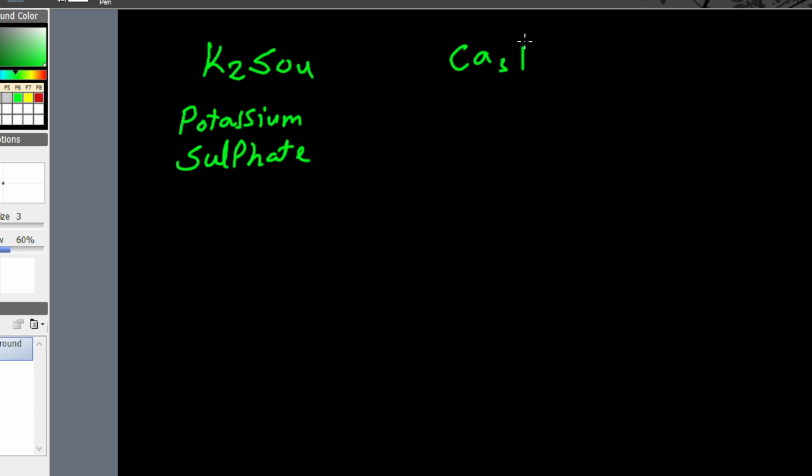How about this compound, K2SO4? What is the name of this compound? So this is the cation, potassium, and then this is the sulfate: potassium sulfate. How about something like this, Ca3(PO4)2. As you can see here, because the PO4 has the valency of 3 negative and calcium has the valency of 2 positive, you exchange the valencies and you get calcium phosphate.